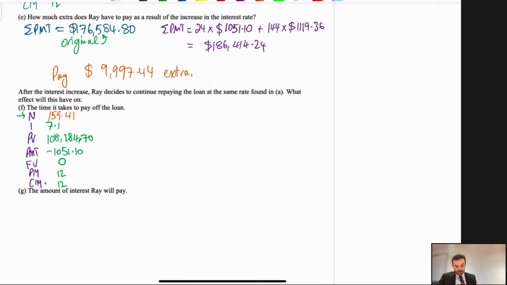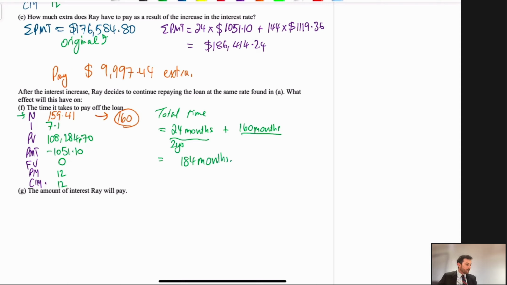So how will this affect the time? This is going to take 160 months to pay off the second part of this loan. So what's the total time? He had the first 24 months, so the first 2 years, plus this new 160-month part. It was meant to be remaining 12 years, but now it's 160 months. Let's find out what this total time is. If we put that all together, it's 184 months.